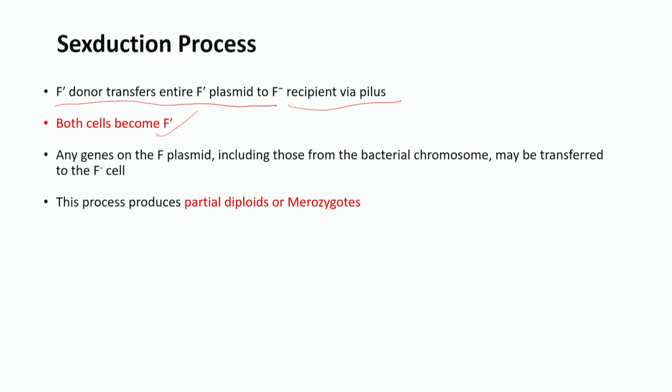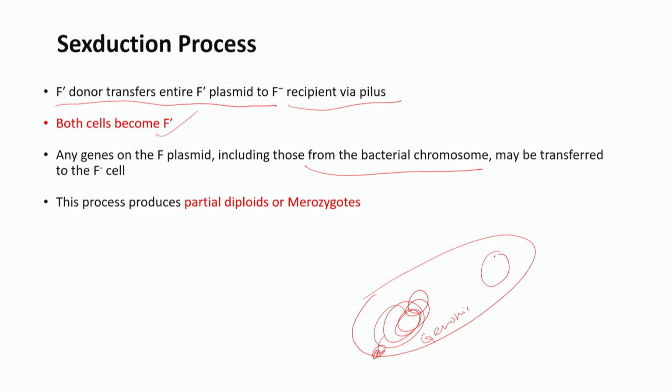Any genes on the F plasmid, including those from the bacterial chromosome, may be transferred to the F minus cell. But there is one very interesting part: the bacterium already has its chromosomal DNA, its genomic DNA, and it has this F prime factor which carries one of the bacterial genes. Because of that, for this particular gene the bacterium is diploid, right? Usually bacteria are haploid, they only have one copy of the gene. But because of the presence of an extra copy, the bacterium becomes diploid.